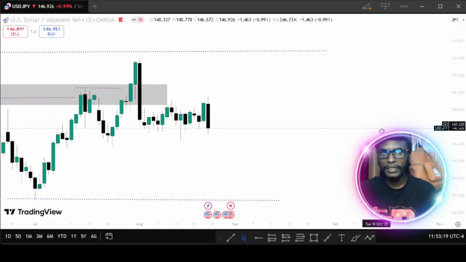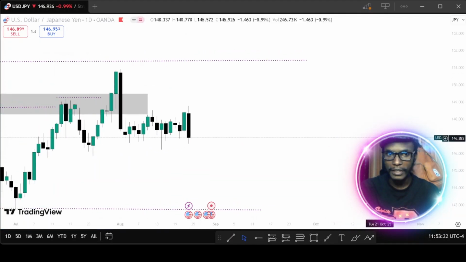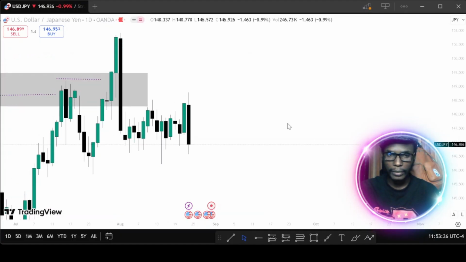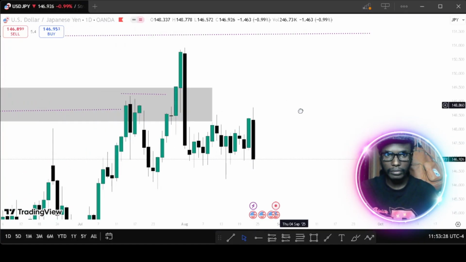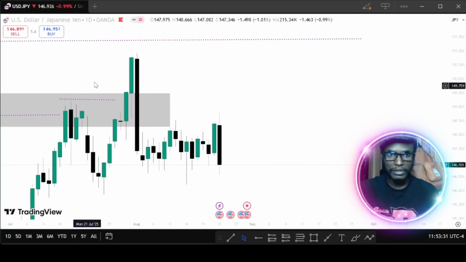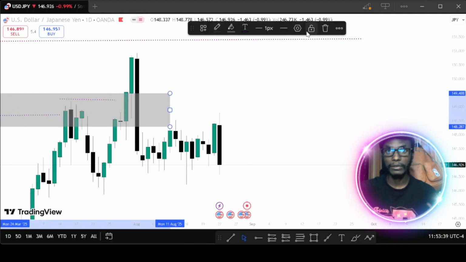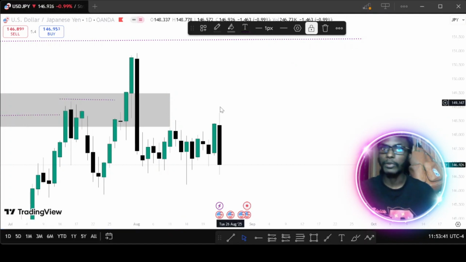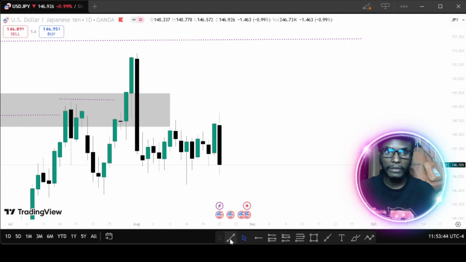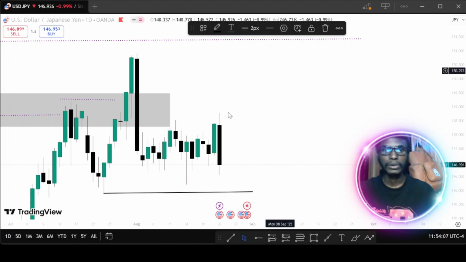So from our daily time frame, you can actually see what price did here. After price rejected from this high, from this fair value gap on the weekly time frame, after price rejected from that bearish fair value gap on the weekly time frame, price gave us this swing high, and we have this swing low.